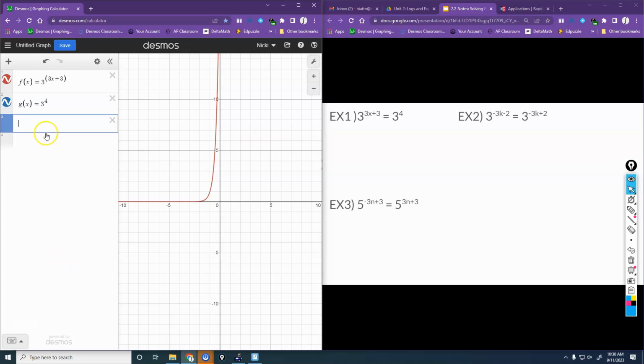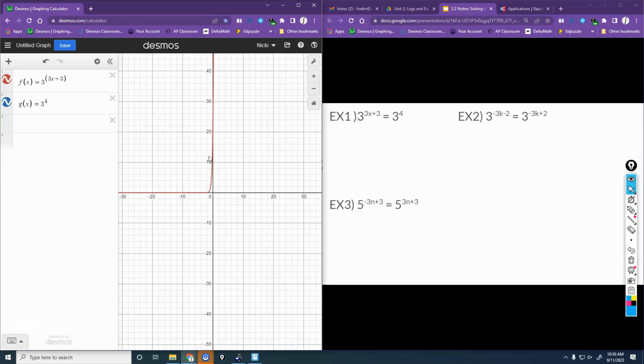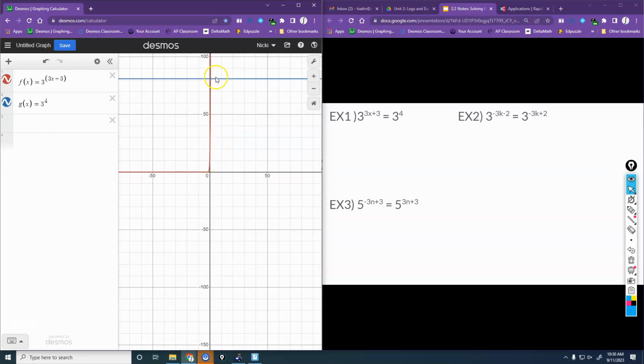And then I'm going to say g of x equals 3 to the 4th power. Okay, now here's my problem. What is 3 to the 4th power? It's 3 times 3 times 3 times 3, which is 9 times 9, which is 81. It's a big number, right? So these cross, I just can't see it. So if I zoom out enough, oh, there it is, right?